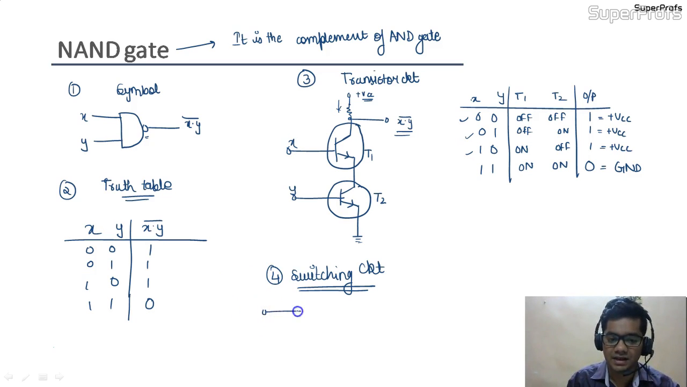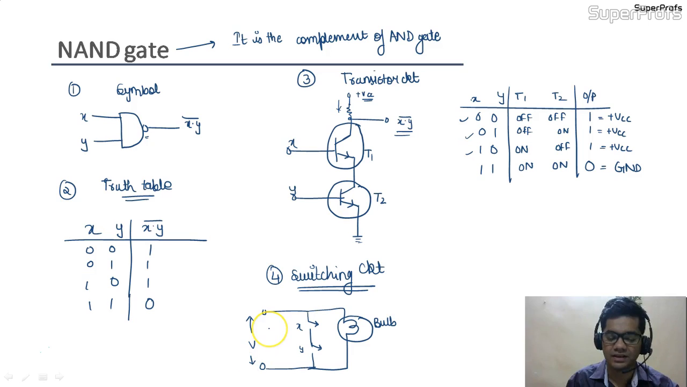If this is our voltage V, this switch would be X, and this switch would be Y, and this would be our bulb. So we can see this is X, this is Y, this is voltage V. Through the switching circuit we can represent our NAND gate also.